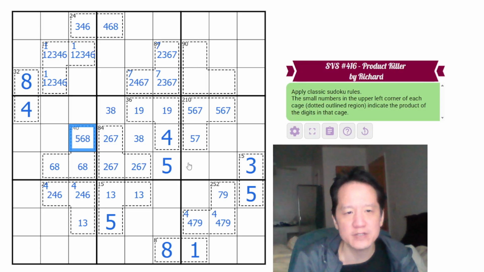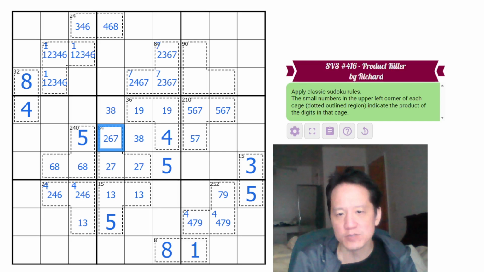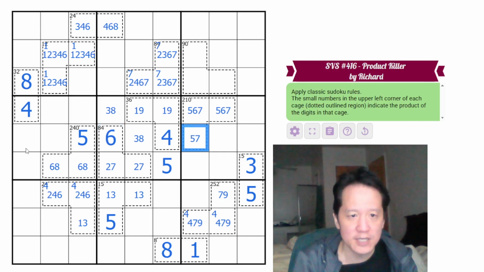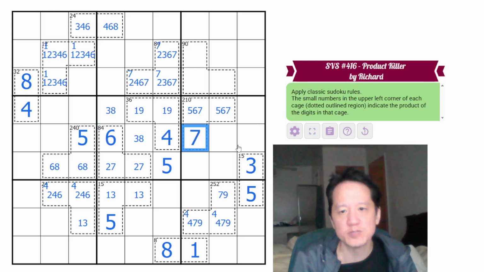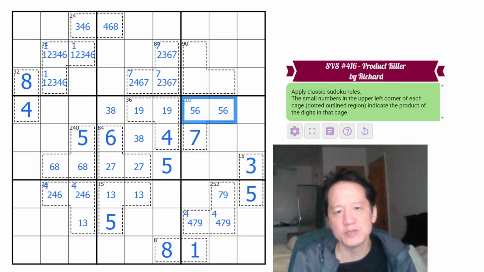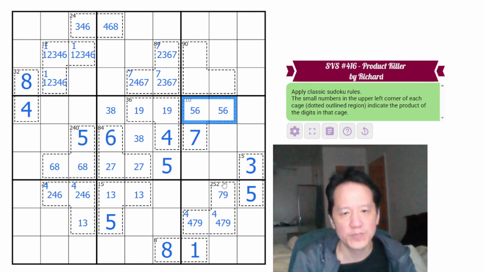It also eliminates 6 and 8 in the rest of the row, so these can't be 6. Therefore, this must be a 6 here. This can't be 5 because of this 5, so this must be a 7, which means these can't be 7. This is a 5, 6 pair. This can't be 7 because of this 7.